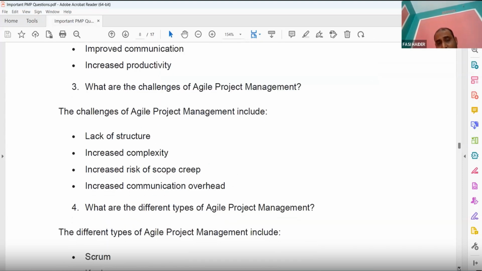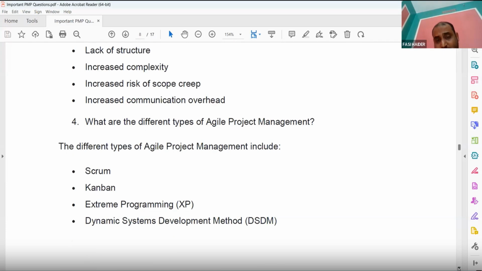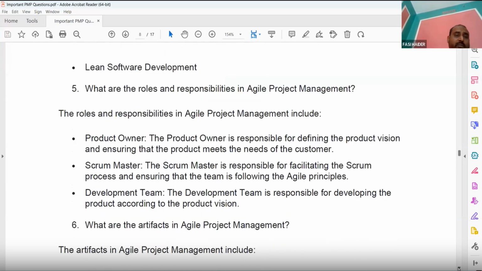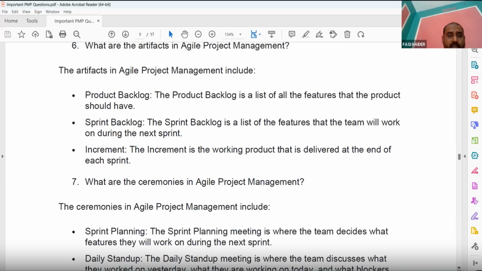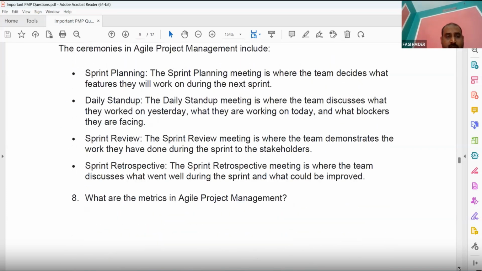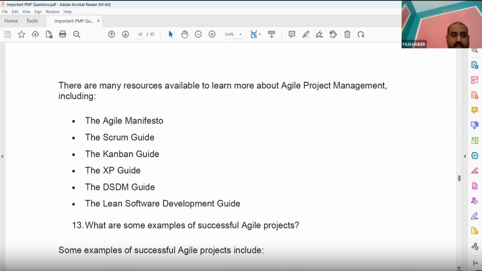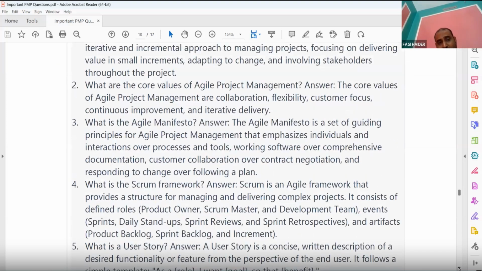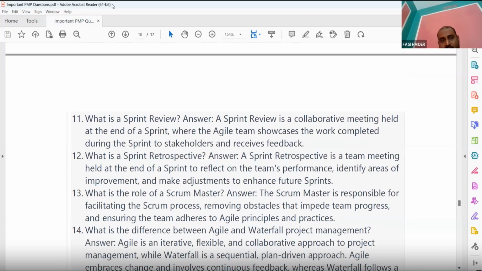What are the types of Agile project management? Different types include Scrum, Kanban, and Extreme Programming. Who is a product owner? Scrum master, development team. What are the risks of Agile project management? There are many questions, around 65 questions, with answers. All the answers are written, so that you can read and revise them.